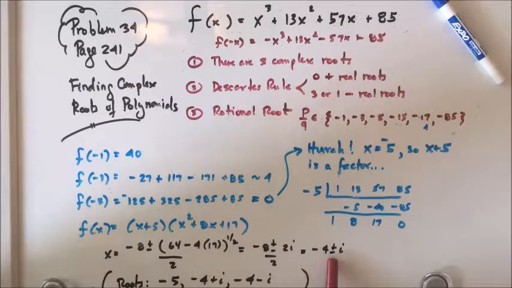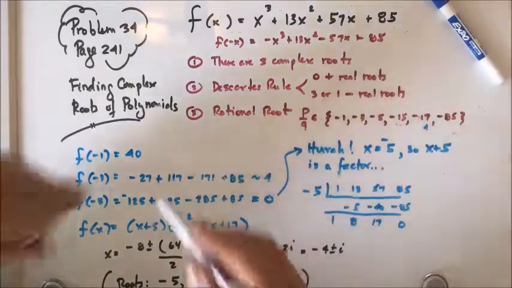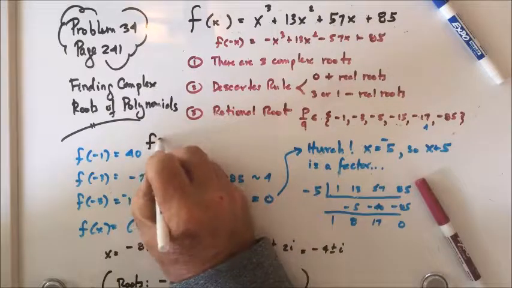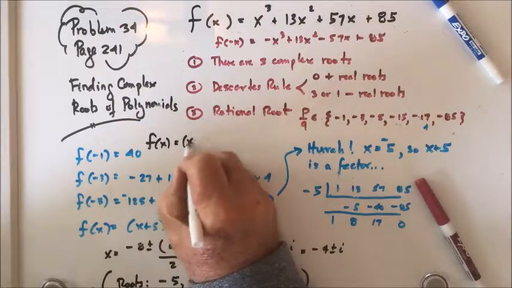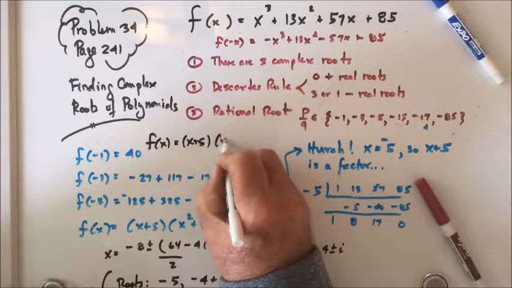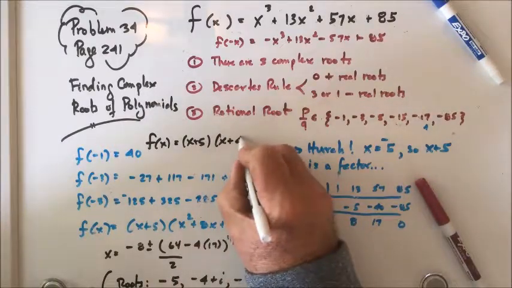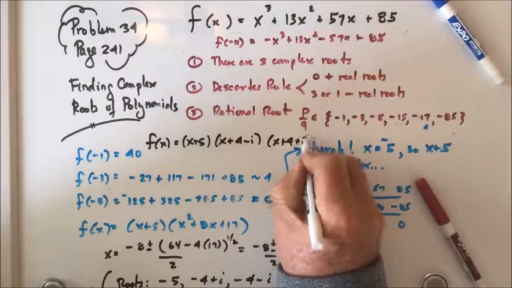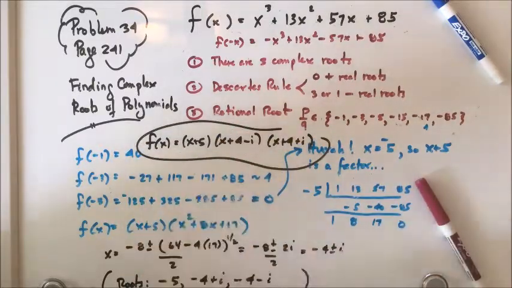They're complex roots, meaning that the answer to this problem is that f of x has roots that are either -5, -4 plus i, or -4 minus i. And if I've got space right here, that means that you could write f of x as x plus 5 times x plus 4 minus i times x plus 4 plus i. Okay. And there you have it.